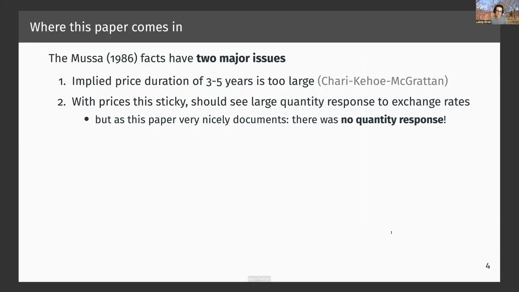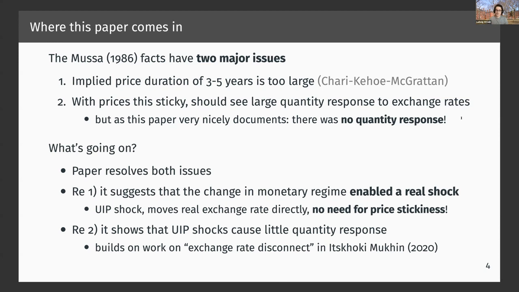So there's two obvious problems with this. And the first one is already known, namely that price durations in microdata are much, much smaller than 3 to 5 years. And the second problem, and this is what Oleg and Dima point out extremely nicely, is that with prices this sticky, any monetary shock should have a large quantity response. But then if you look at the data, you actually don't see a quantity response when Bretton Woods ends. And so this raises the question of, okay, how can we make sense of these facts?